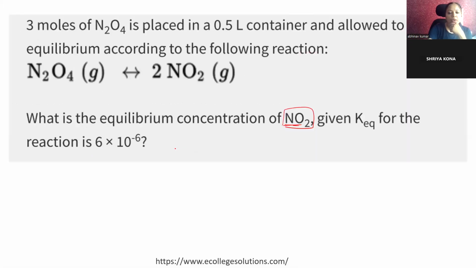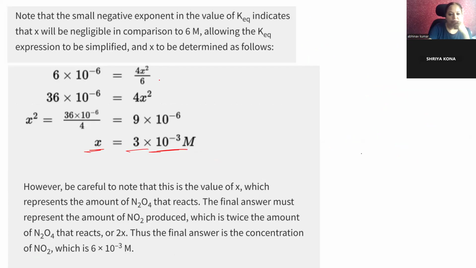So the equilibrium concentration is 2 times X. Yes, definitely. Yeah, this is correct. So it is simple now.